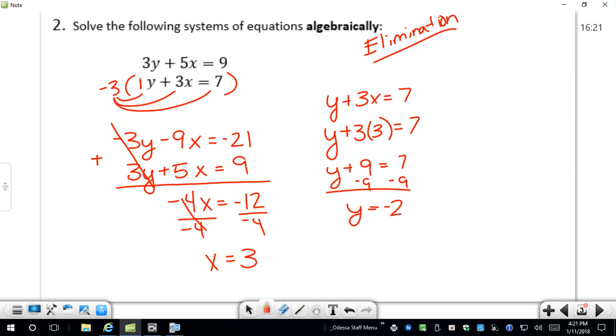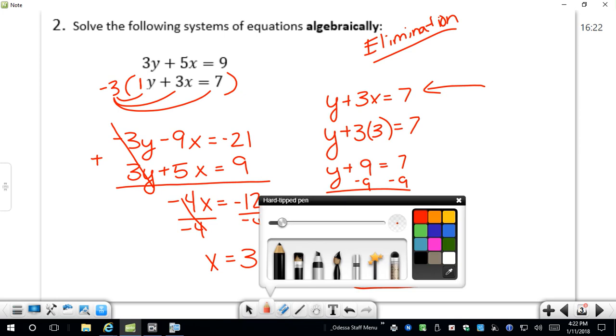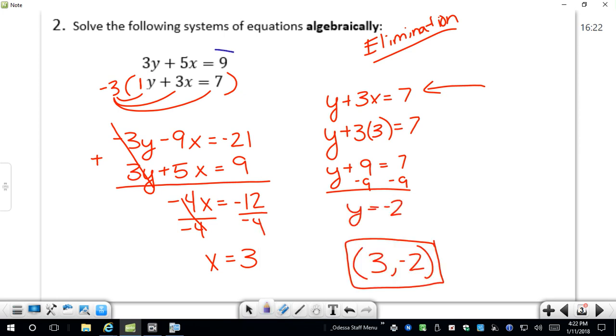So therefore, guys, my solution, remember we always express it as a point, is 3, -2. Now, don't forget, guys, you always can check your answer. Remember, in this case, we would check in the equation that we didn't plug into here. So if we were going to check this, we would plug this into this guy here and see if it works. So remember, when you check, plug into the one that you did not use here to get your second variable.